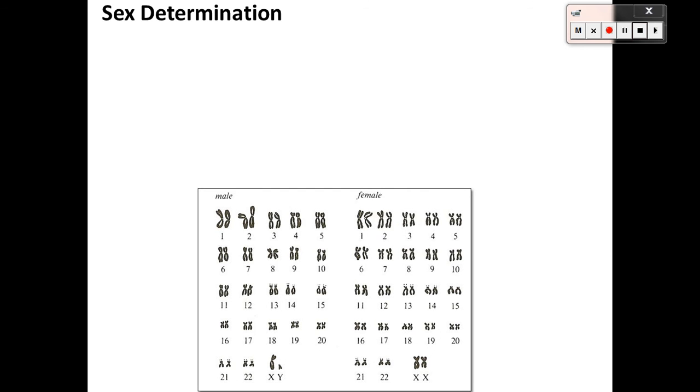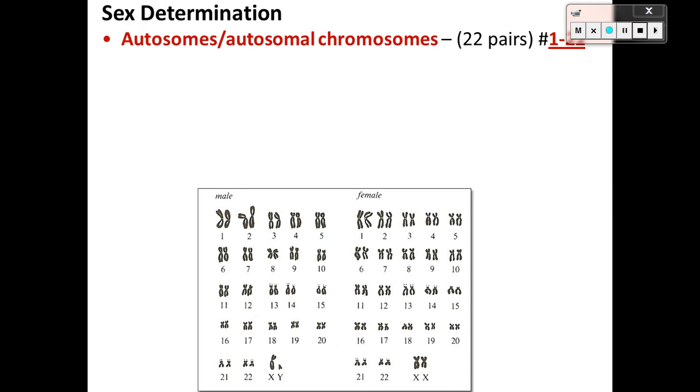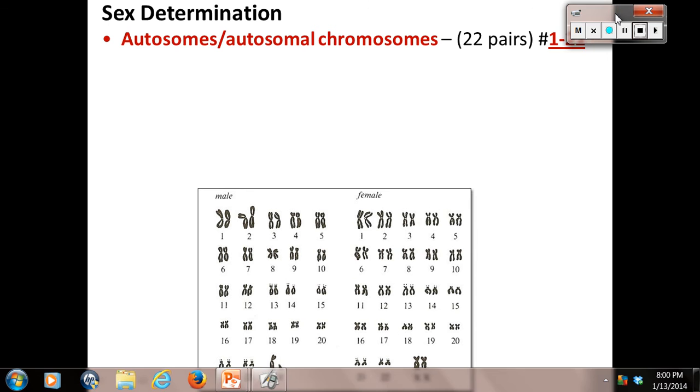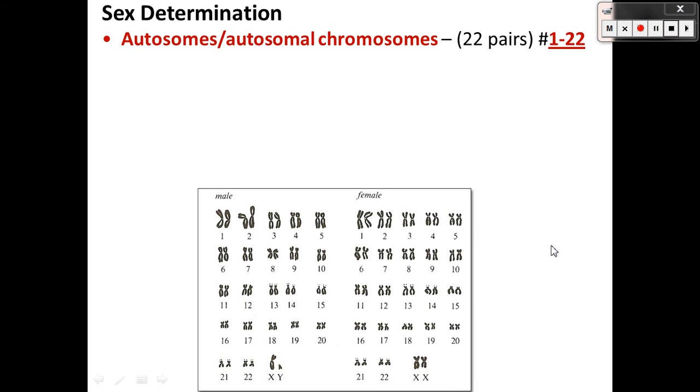Now, let's talk a little bit about the karyotype. In reality, your chromosomes come in what I like to call two flavors. The first flavor of your chromosomes are what we call autosomes, or autosomal chromosomes. In reality, this is the first 22 pairs of your chromosomes. So think about it this way: all 1 through 22 are classified as autosomes.